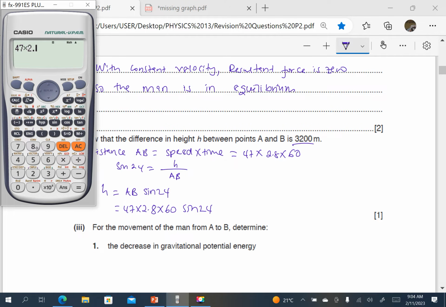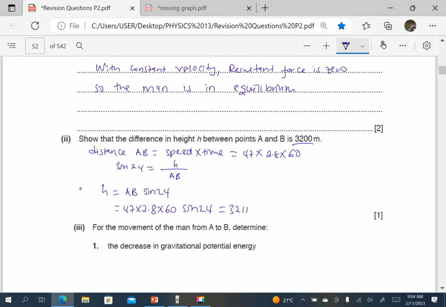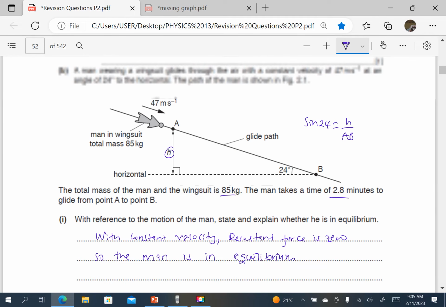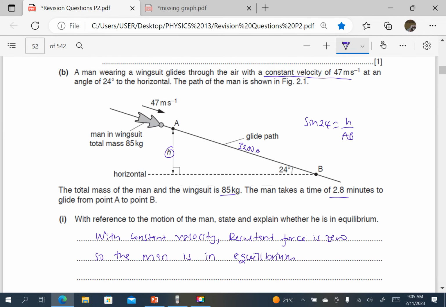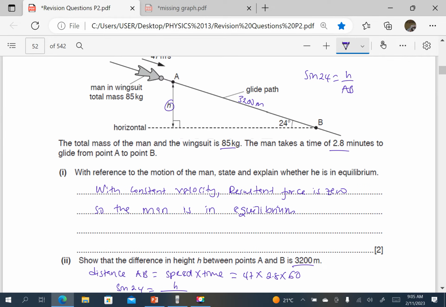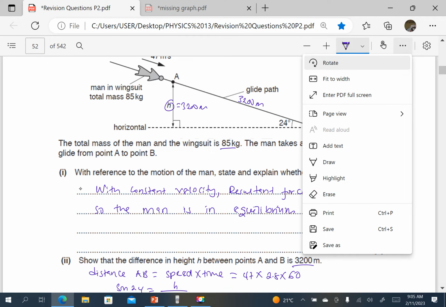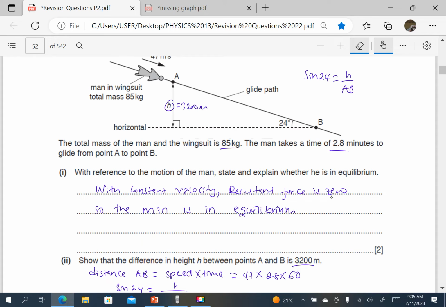47 times 2.8 times 60 times sine of 24. So we have 3211, which is approximately 3200 meters. So we have now that this distance is 3200 meters. No, we have that the height is 3200 meters, not this one. Okay.